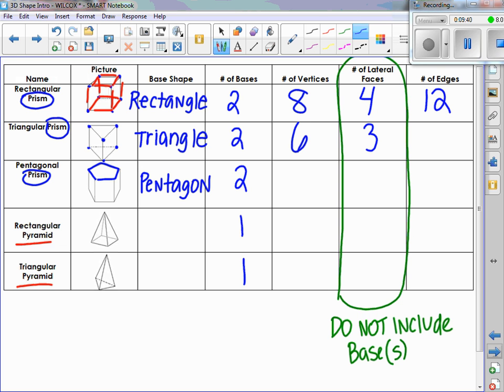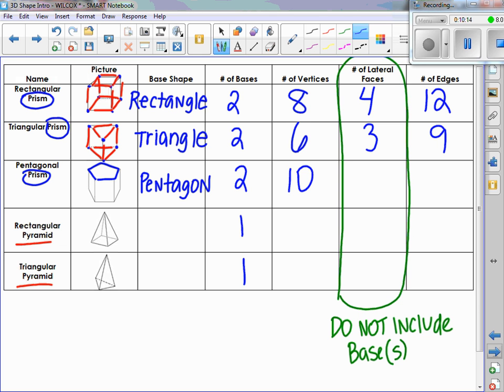And last of all, number of edges. How many edges would this triangular prism have? Take a second and see if you can think about that. The correct answer is 9. I have 3 edges up top, 3 edges on my bottom triangle, and the 3 edges that make up the actual height of the prism. So 9 total edges.